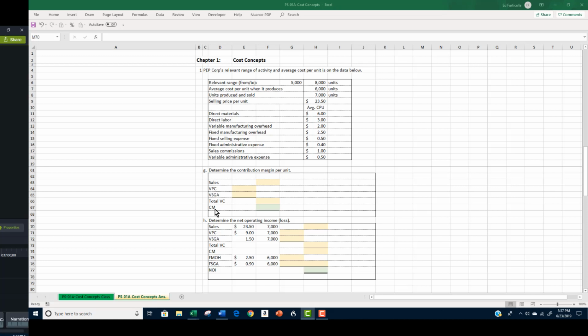Since the focus for this question is on contribution margin per unit, the relevant data includes the selling price per unit and the average per unit data for all variable costs. All fixed costs are irrelevant. To solve, we total the variable product cost of $11 and the variable SG&A cost of $1.50 to get total variable costs of $12.50. We then subtract the $12.50 from the selling price of $23.50 to get a contribution margin per unit of $11.